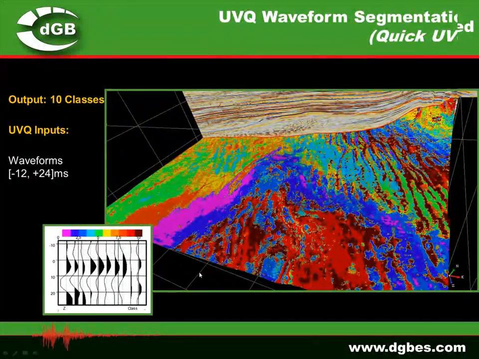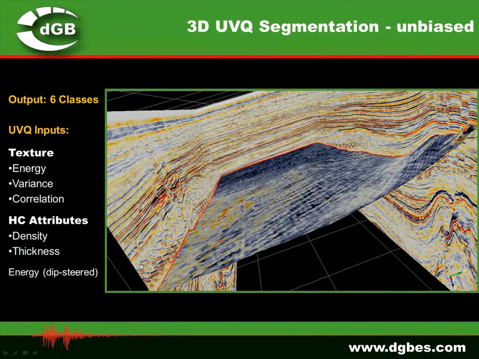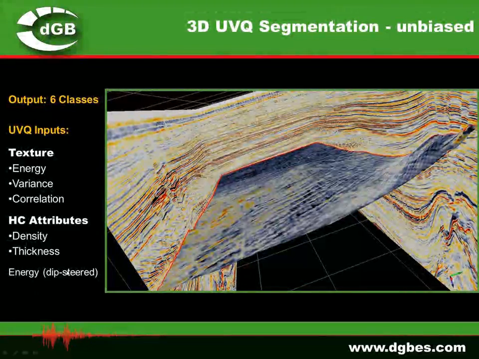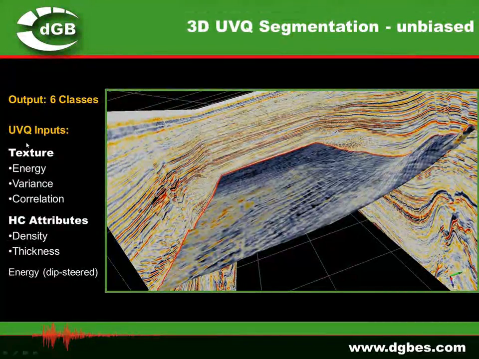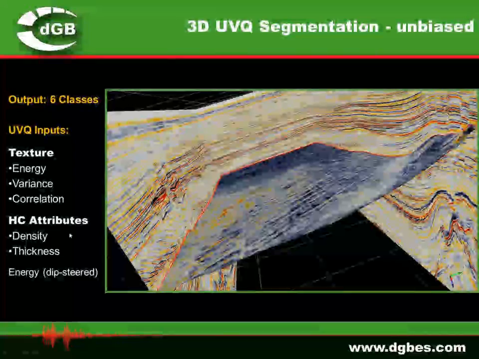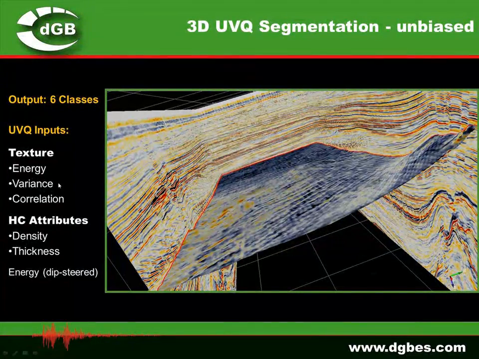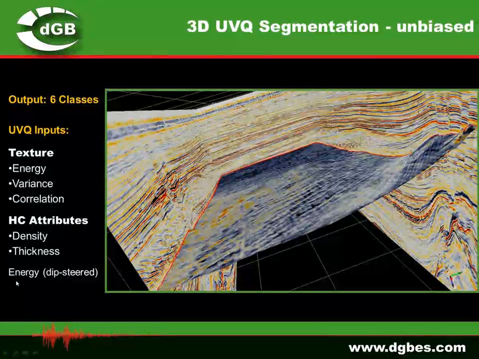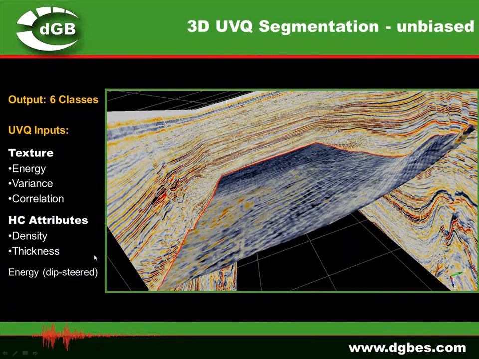Then UVQ segmentation done using different attributes, so using texture attributes and HorizonCube attributes. So energy, variance, and correlation for the texture ones. So GLCM Variance and GLCM Correlation. And density, thickness for the HorizonCube density attributes. In addition, we use energy, deep state energy, as an input attribute for the neural network.